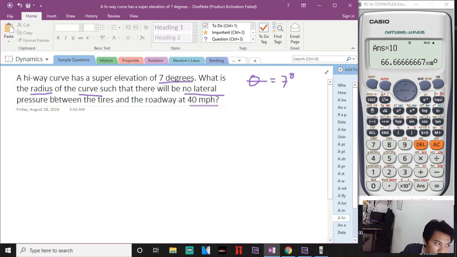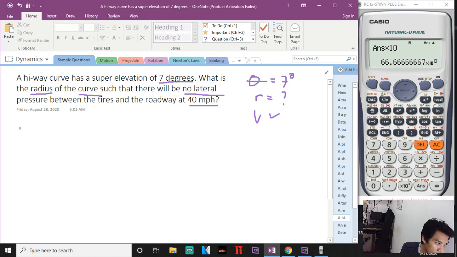No lateral pressure between the tires. Wala namang binigay. R equal to, hindi natin alam. Meron kang given na V. Check. And then, ano pa ba ang given dyan? Wala na. So, let us convert muna. Naka miles per hour to eh, mph. Hindi yan meter per hour. Miles per hour.